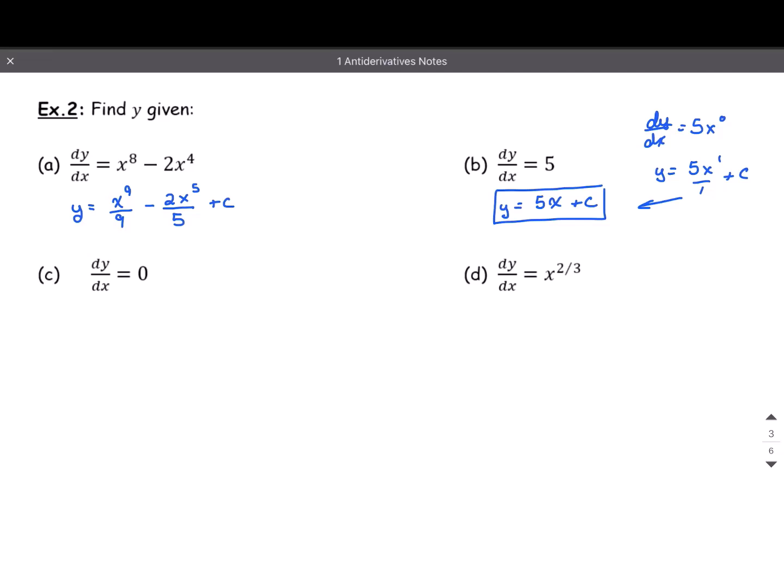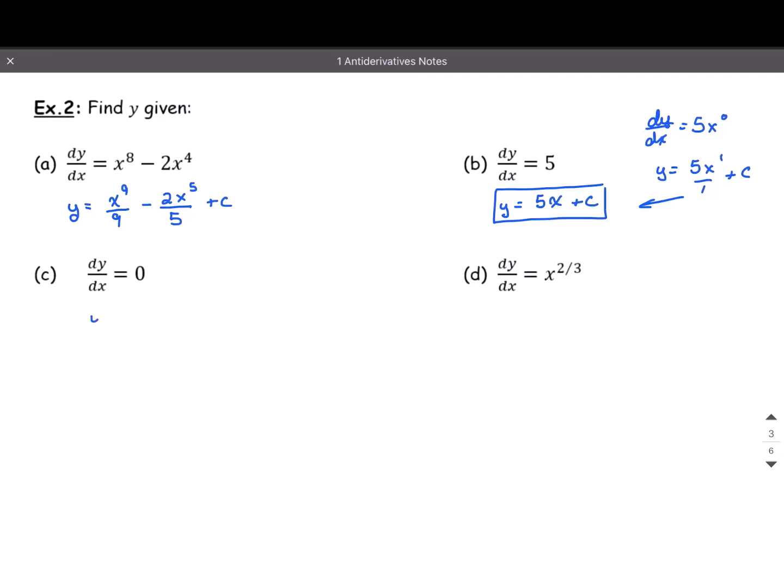Well, what if dy dx is 0? What kind of functions have derivatives that are 0? The only kinds of functions that have derivatives of 0 are horizontal functions. They are the constant functions. So that means that y equals some constant c.